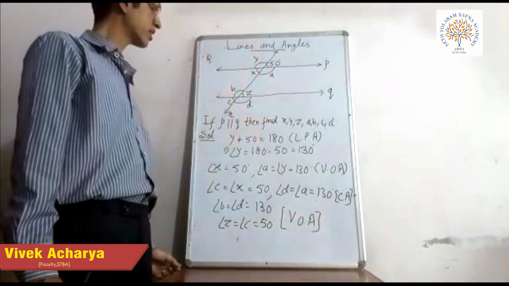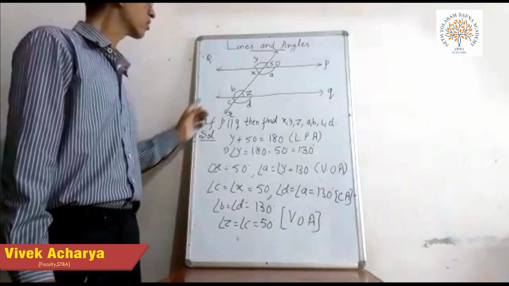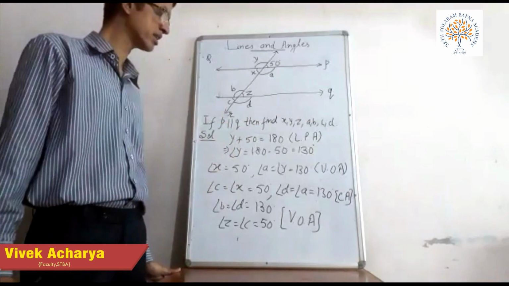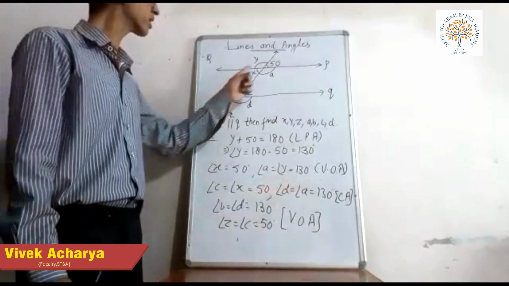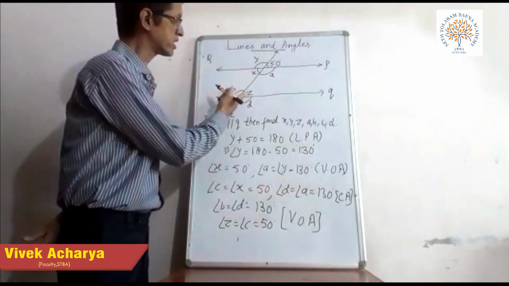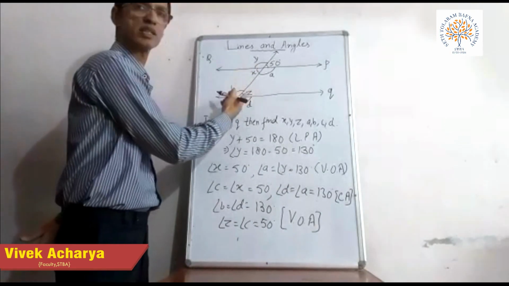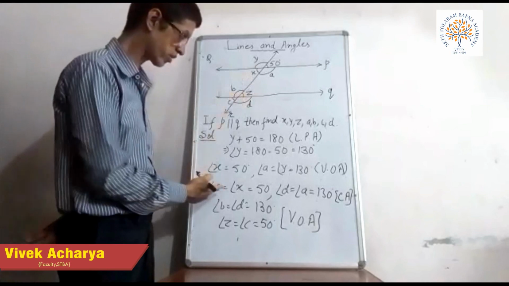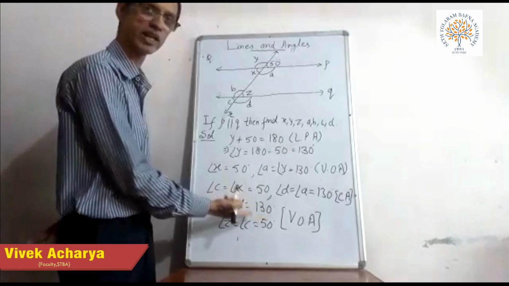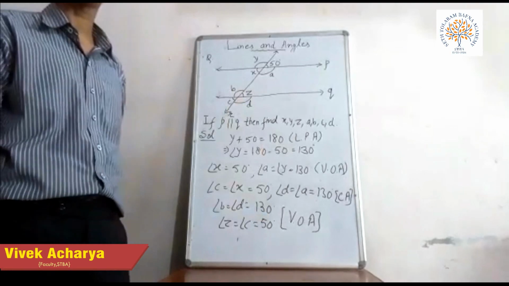So by this method we can find angles using the properties of linear pair angles, vertically opposite angles, and corresponding angles. We can also use another method, for example we can find Z by alternate angles. You can see Z is equal to X. This is also an alternate angle. So Z and X are equal. Both are 50. You are getting it. So we can find this angle. Is it clear to all of you?